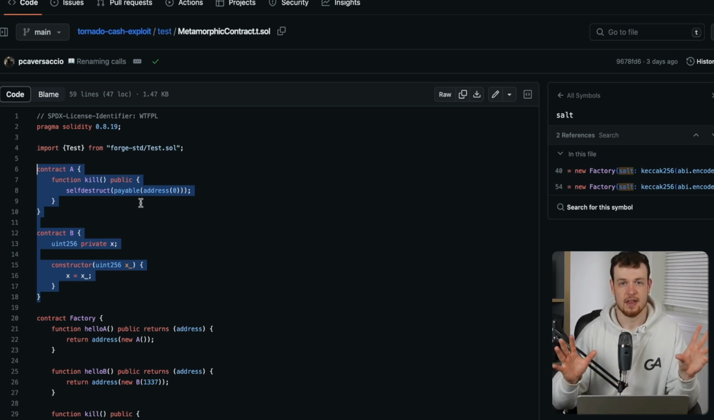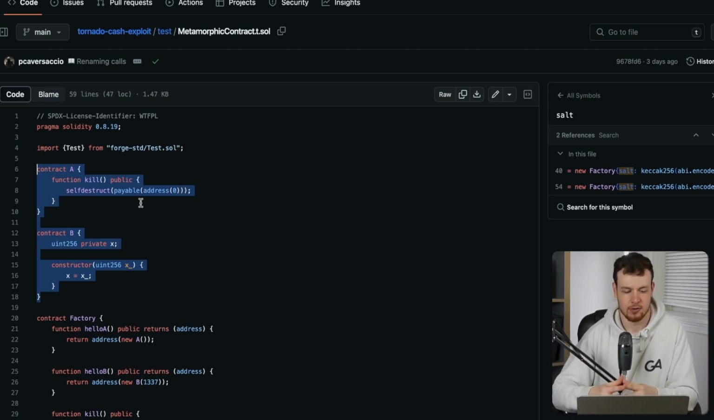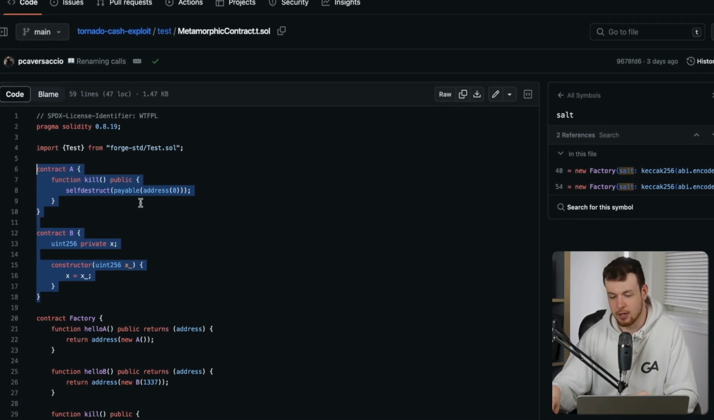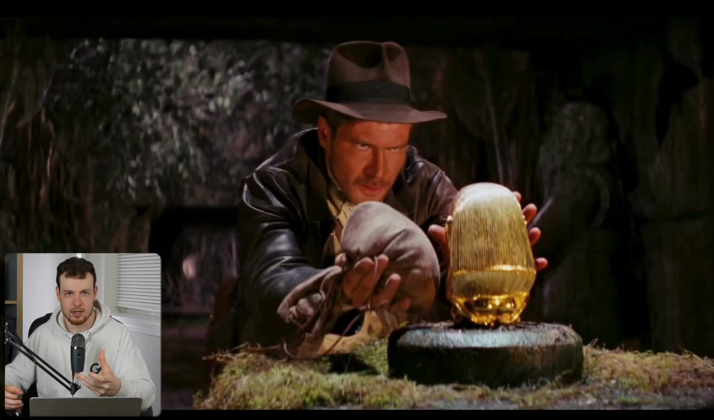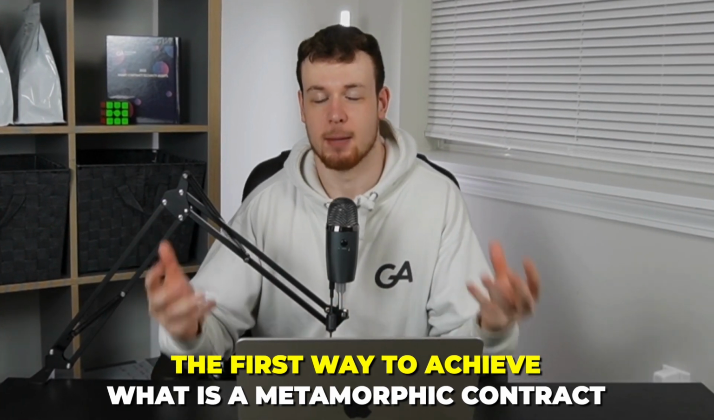And so the net effect of doing all of this is that we had a contract at address 2. Somebody saw it. In the case of, perhaps, the Tornado Cash governance exploit, people voted on it. They said, that code looks good to me. And then what I did is I said, okay, now we're going to take the contract here, toss it out, and here's a new one. It's basically like that scene in Indiana Jones where he takes the valuable thing and then puts a boulder on top of it. That's what they did. And so that is the first way to achieve a metamorphic contract.